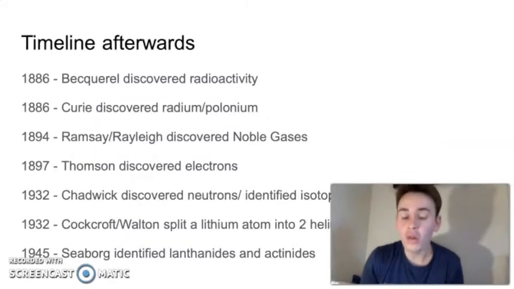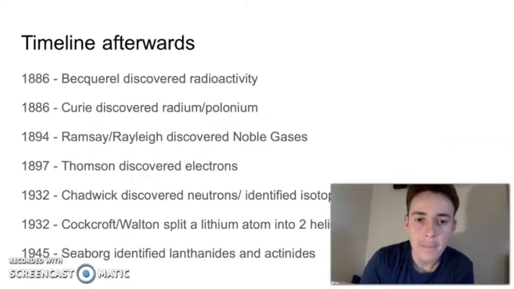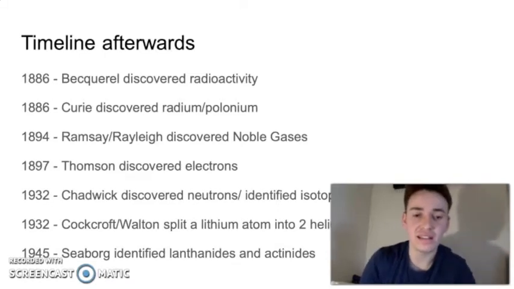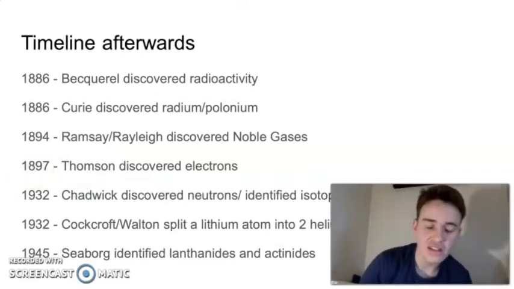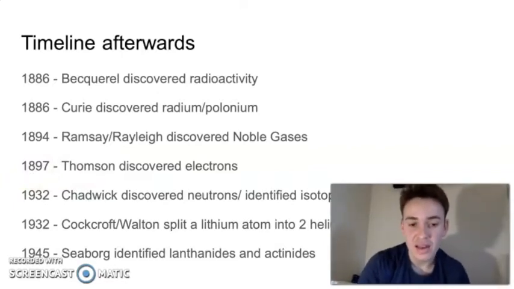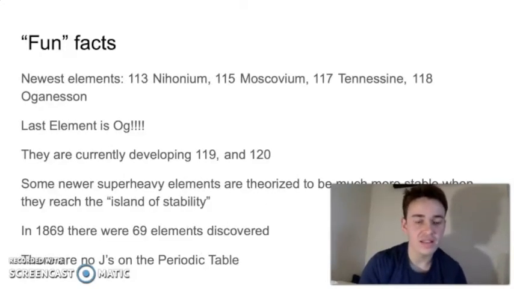Afterwards, a whole lot kept happening. Becquerel discovered radioactivity in 1886, and that opens the door for radioactive elements. Curie discovered radium and polonium at the exact same time. Chadwick discovered neutrons and isotopes in 1932. In 1932, Cockcroft and Walton split a lithium atom into 2 helium nuclei. In 1945, Seaborg identified lanthanides and actinides.